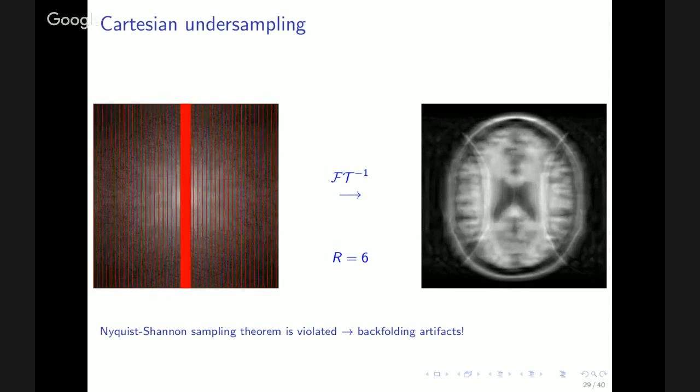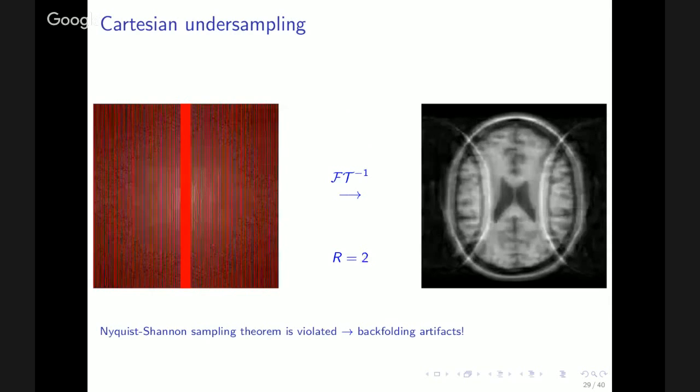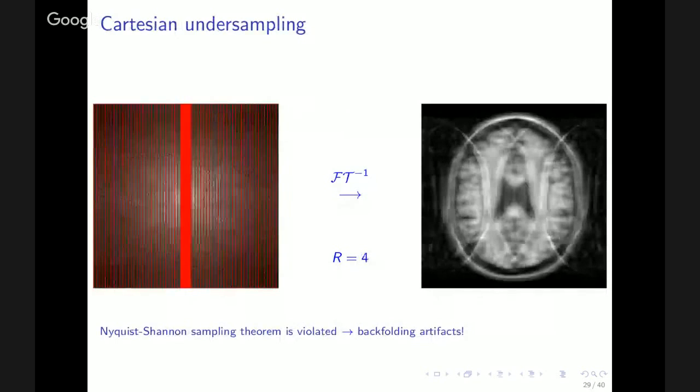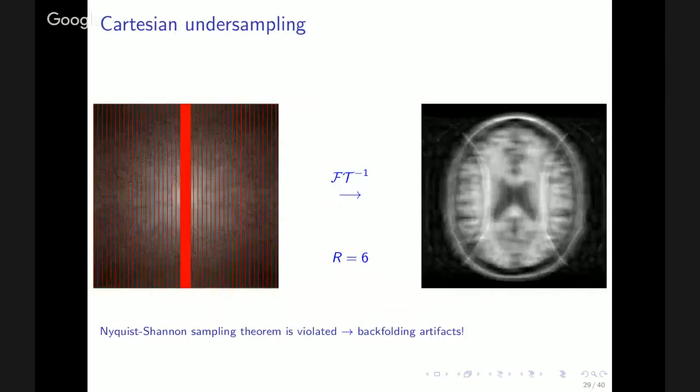But the problem is, of course, if you have subsampled your data, when you try to reconstruct it by just inverting the Fourier transform, you get so-called backfolding artifacts. So here you have not so many artifacts. If you have a factor of 4, you have more artifacts, more, and so on.